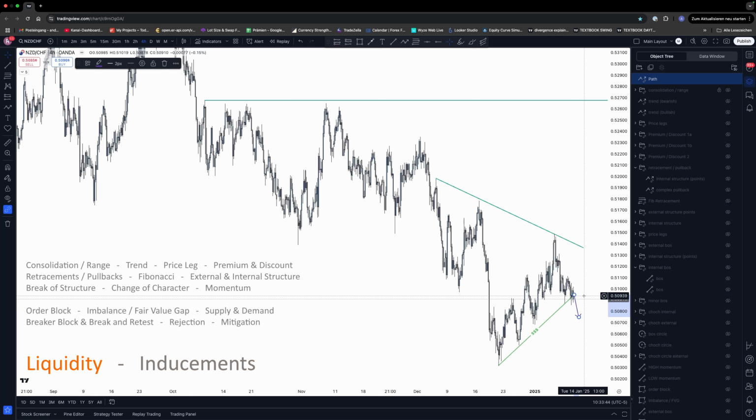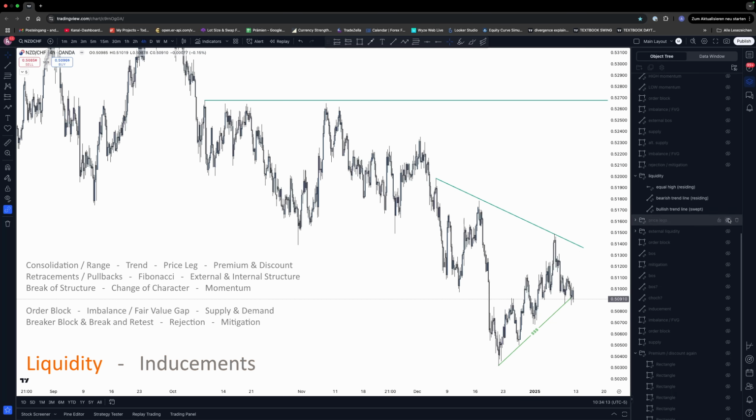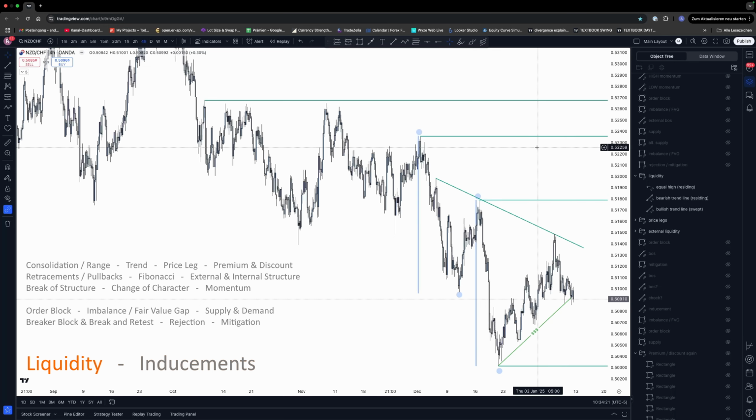So yeah. The next form of liquidity, when we come back to our price legs that we drew up earlier, is external liquidity in general. This just means every lower high and lower low of our bearish price legs, and of course higher highs and higher lows in a bullish trend. But in our bearish trend, it's basically every external structure point that holds liquidity. Okay, so let's clean this up a little bit.